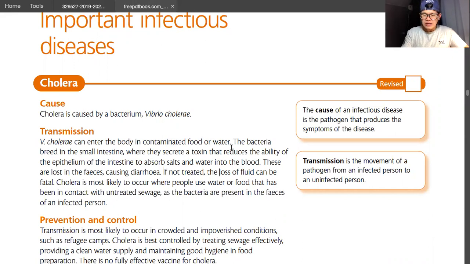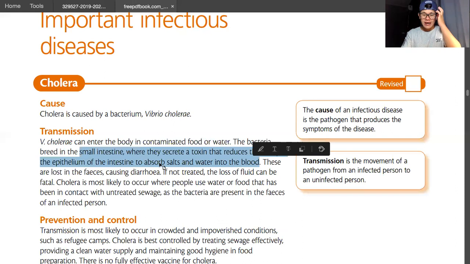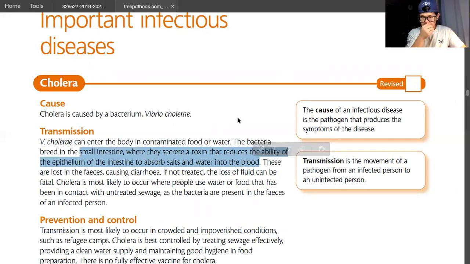So what actually happens is that the bacteria breed in the small intestine, where they secrete a toxin that reduces the ability of the epithelium of the small intestine to absorb salt and water into the blood. So what it's saying here is that once you ingest the contaminated food and water, the bacteria will go directly to your small intestine, so to your duodenum and your ileum.